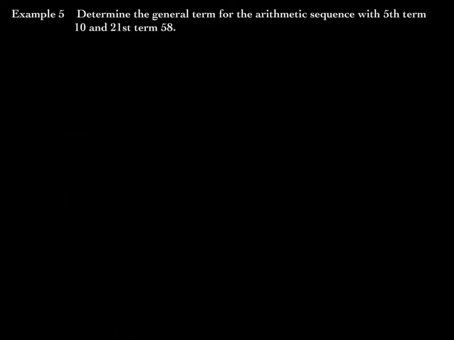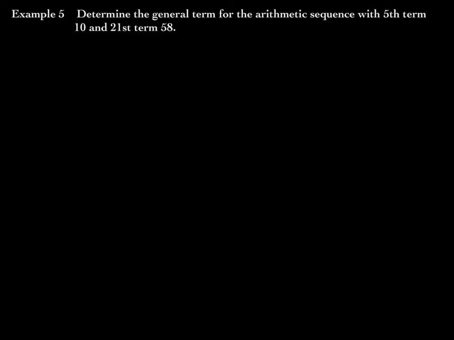Now this one's going to be interesting. Determine the general term for the arithmetic sequence with fifth term 10 and 21st term 58. In order to figure out the general term, you and I are going to have to find two things, two unknowns. We like to call them two variables, right? The first term of the sequence and the common difference. This time, the first term is not given. And so you and I have to take the given information and figure out how it leads us to finding the first term and the common difference.